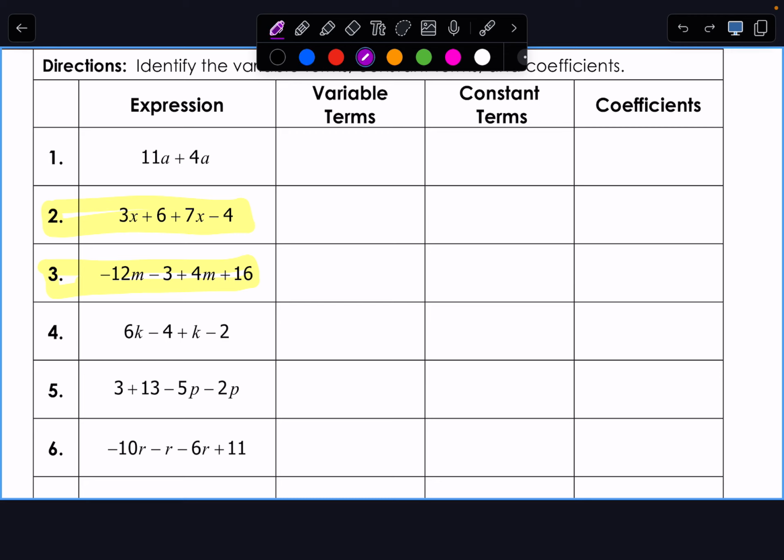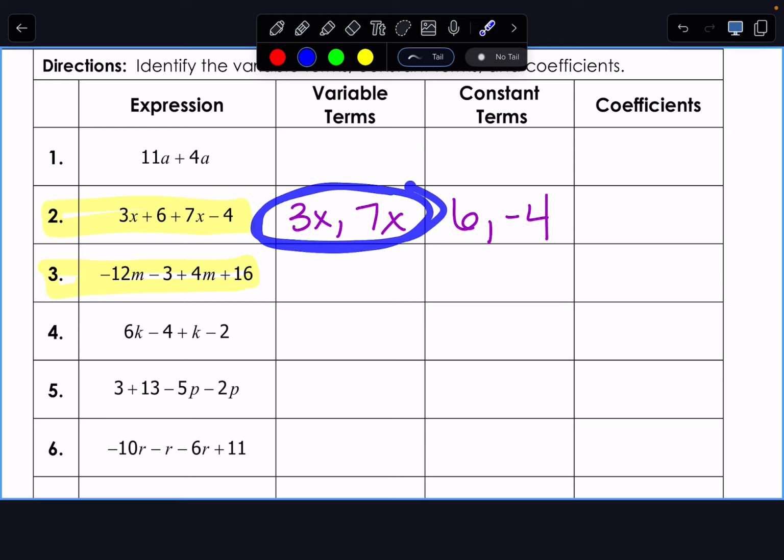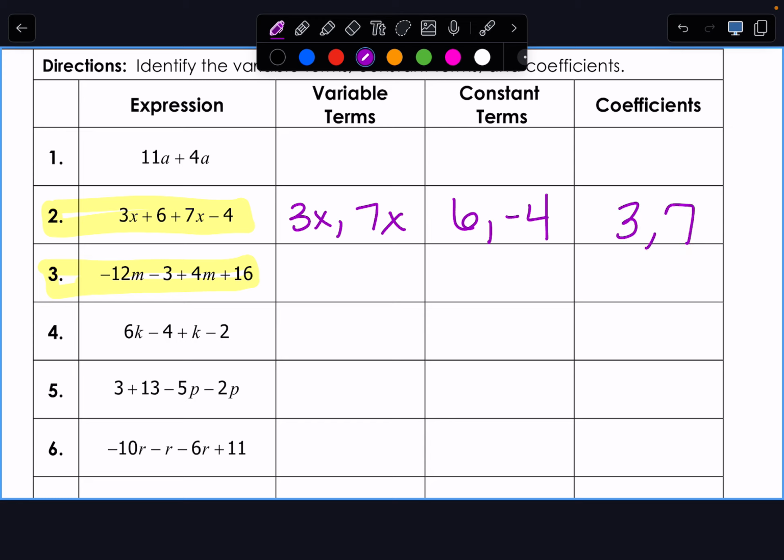Okay. In number 2, Landon S., what are our variable terms? 3x and 7x. Good. Josie, what about our constant terms? 6 and negative 4. When we look at our variable terms, Matthew, what are the coefficients? 3 and 7. Feel good about those?